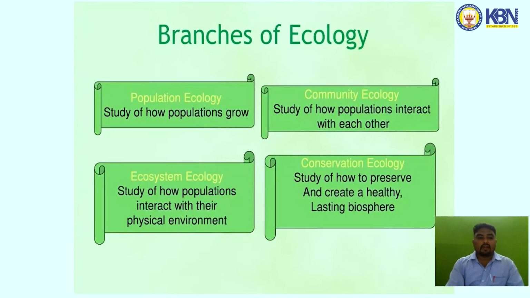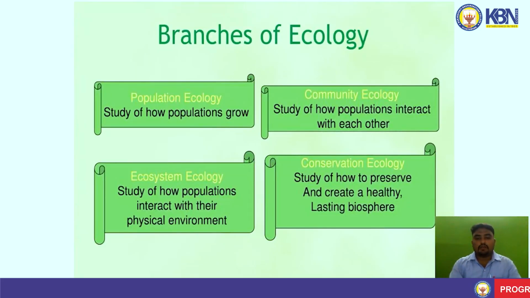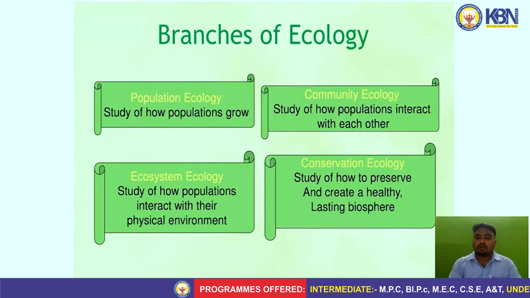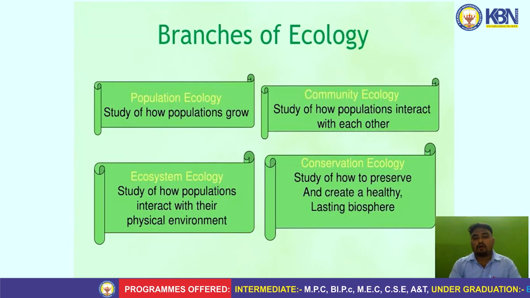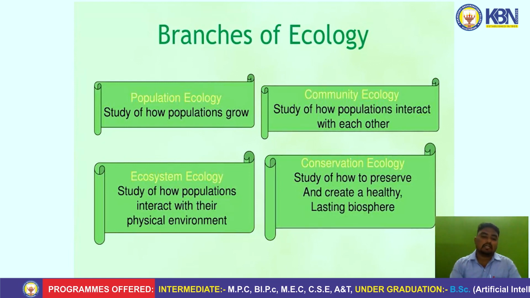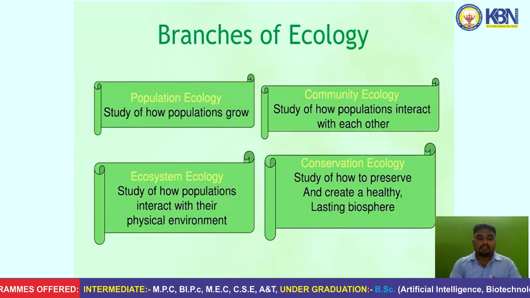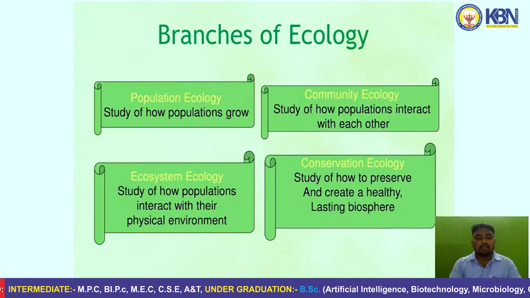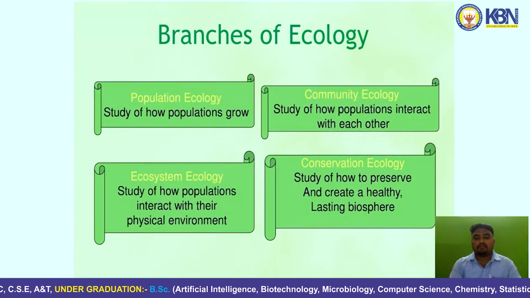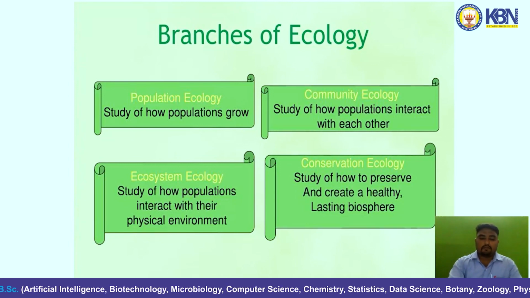The branches of ecology: population ecology, community ecology, ecosystem ecology, conservation ecology. Population ecology is the study of how populations grow. Community ecology is the study of how populations interact with each other. Ecosystem ecology is the study of how populations interact with their physical environment. Conservation ecology is the study of how to preserve and create a healthy, lasting biosphere.